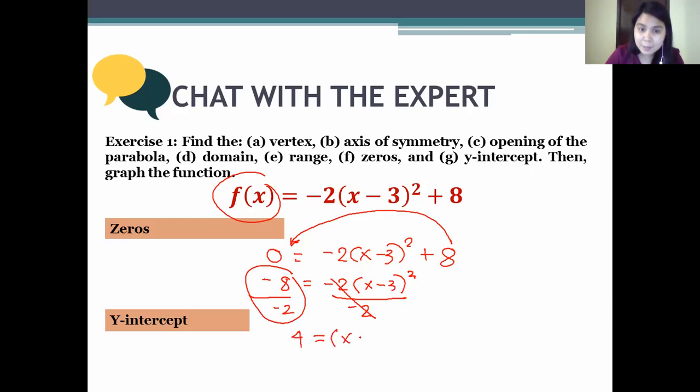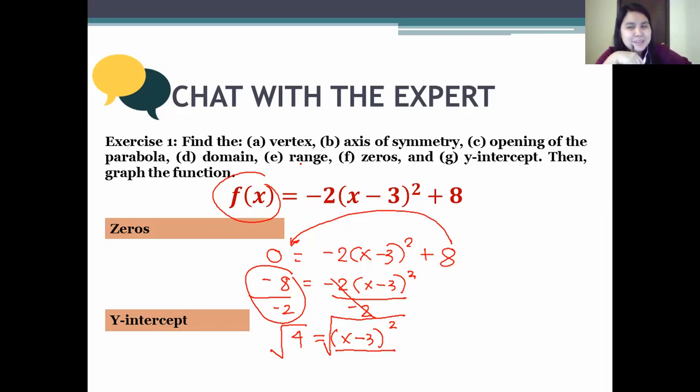Quantity x minus 3 squared. We have the square on the other side, so we can do extracting the square roots. Square root to the right, square root to the left. Now, what is the square root of 4? Anybody in the chat box? I'll recognize answers in the chat box only. Ready?